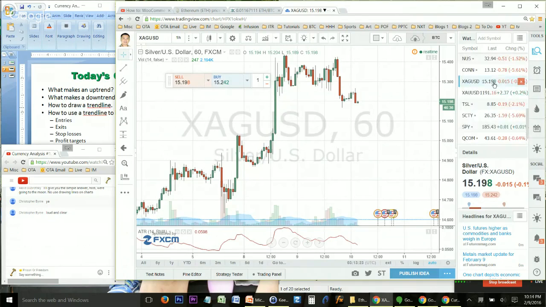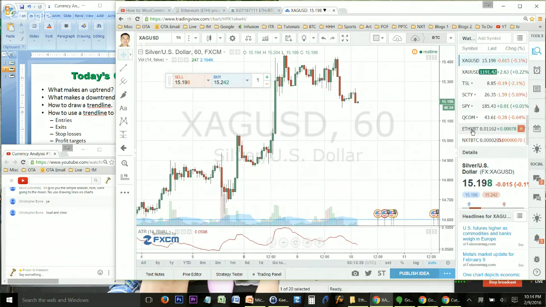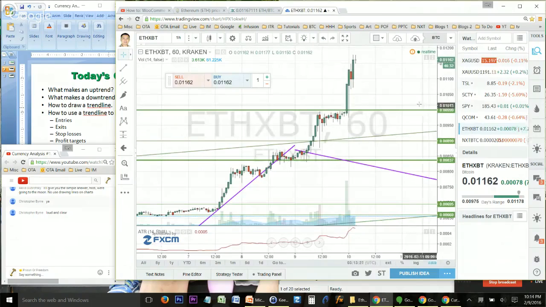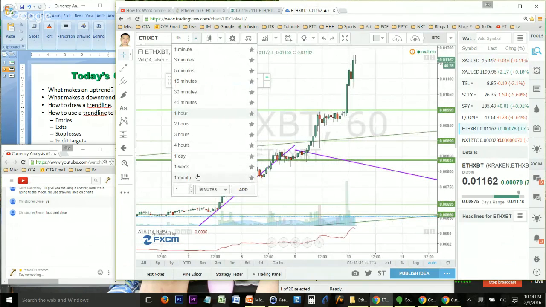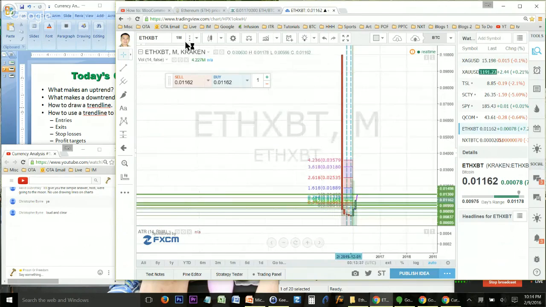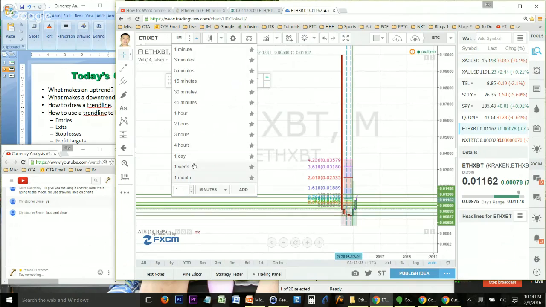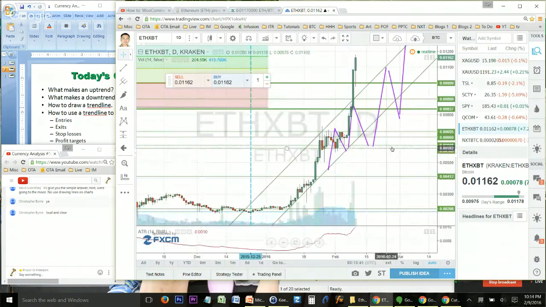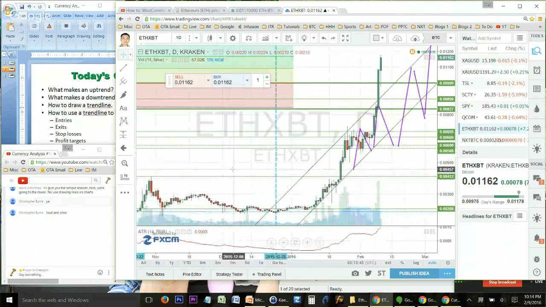So if I come down here, guys, you will see that I click on Ethereum. And one of the first things that I like to do is look at the trend analysis from 1 month out. Okay, hold on. I'm jumping ahead here, guys. I'm jumping ahead of my notes here. So let me go real quick.